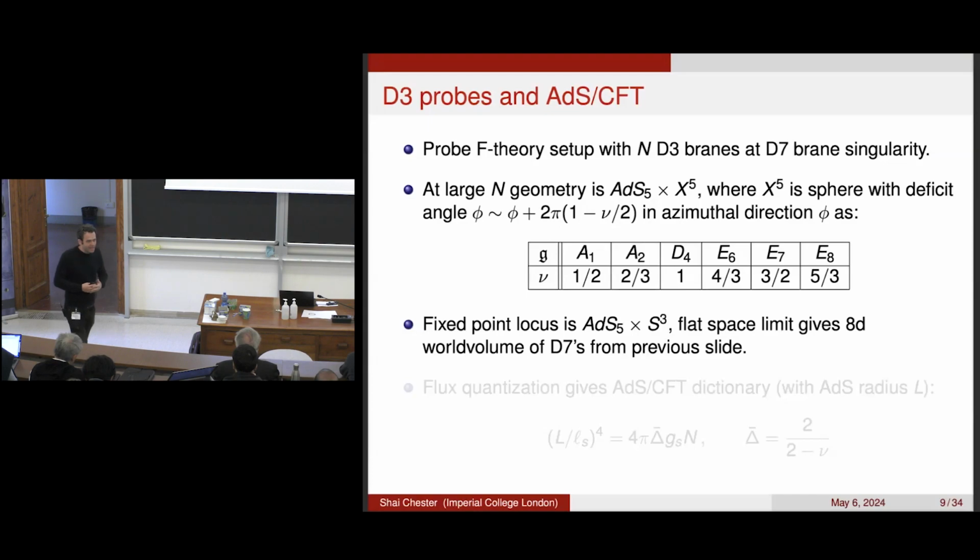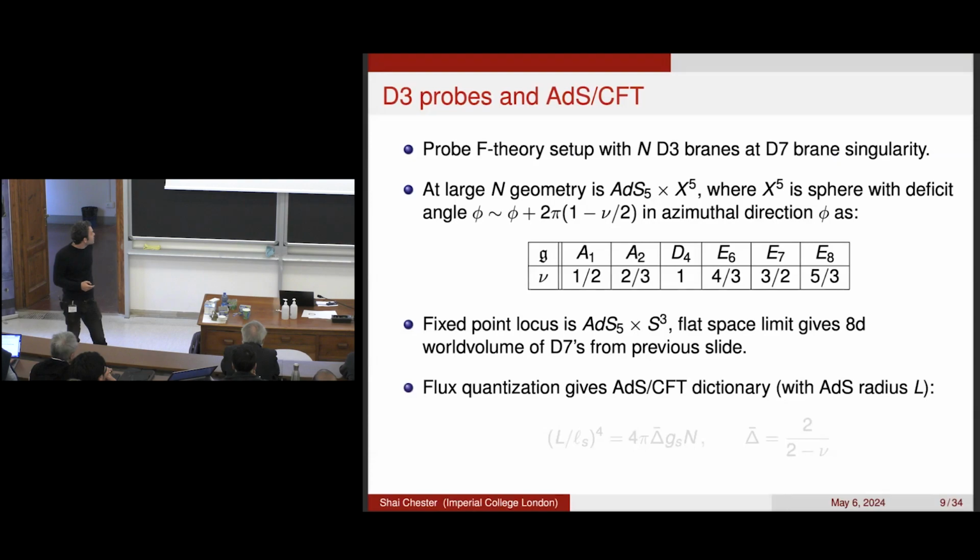And so connecting to the original strategy we discussed in the beginning, the idea is that we're going to study some CFT, which is going to be dual to this AdS5 cross S3. And then at the end of the day, we're going to take a flat space limit, which is then going to teach us about the D7 brane world volume.